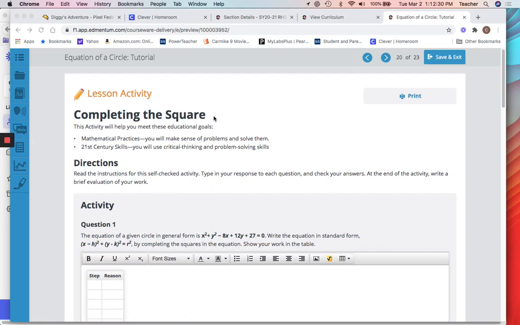Alright, you guys, so we are still in equation of a circle. This is slide number 20. I'm just going to keep this real with you guys. Completing the square, not the easiest thing in the world to do. Just keeping that real.